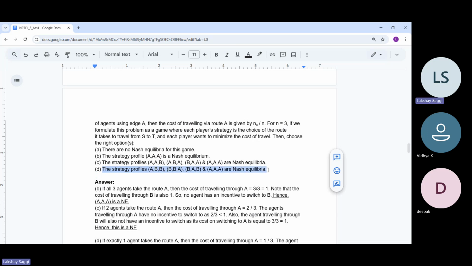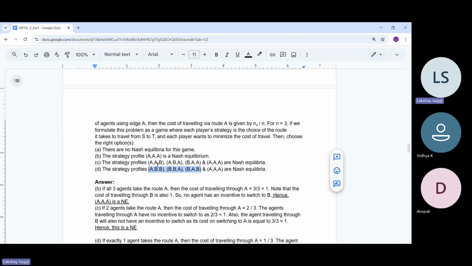The D option is the strategy profiles ABB, BBA, BAB, and AAA are Nash equilibria. So we already know that AAA is a Nash equilibrium, but let's talk about these strategy profiles ABB, BBA, and BAB. These are the strategy profiles where exactly one person is taking route A. So if exactly one agent takes route A, the cost of traveling through A will be equal to 1 by 3 because one agent is traveling through A.